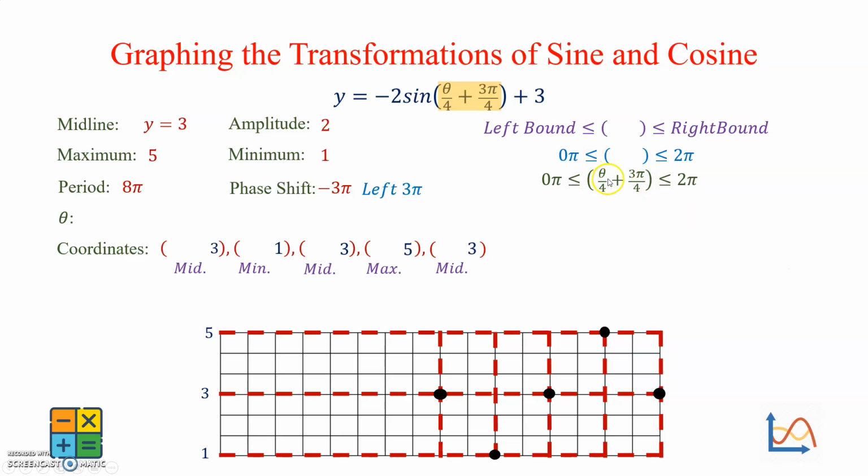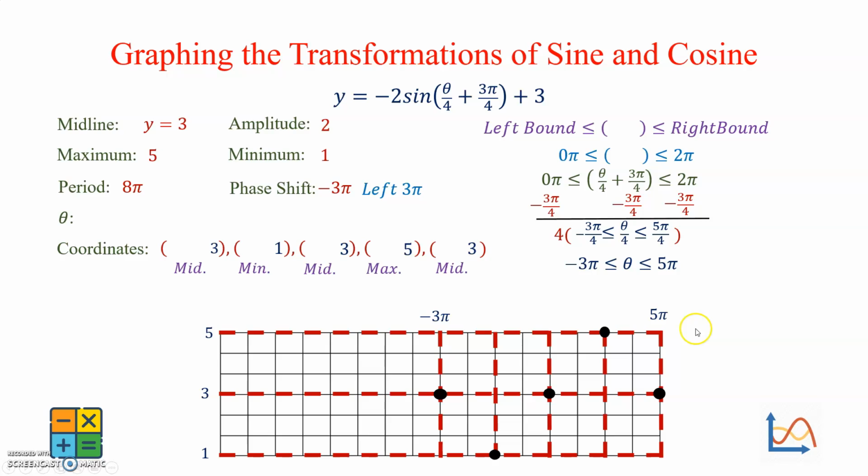Let's solve for theta. To get theta by itself, we're first going to subtract 3 pi over 4 on all 3 sides. Arithmetic gives us the -3 pi over 4 and the 5 pi over 4, leaving us with theta over 4 in the center. To get theta by itself, we'll multiply everything by 4, leaving us with -3 pi is less than or equal to theta, less than or equal to 5 pi. So we have our new left bound and our new right bound. There's our left, there's our right.